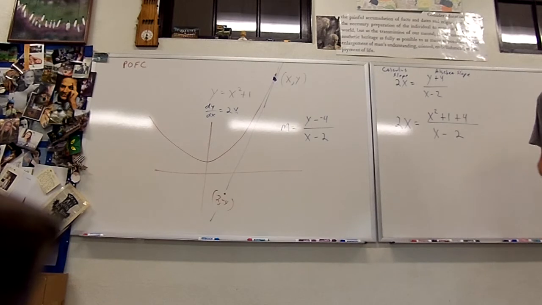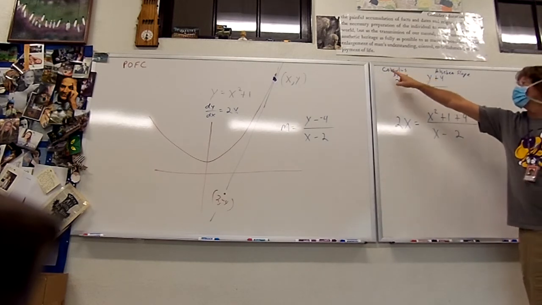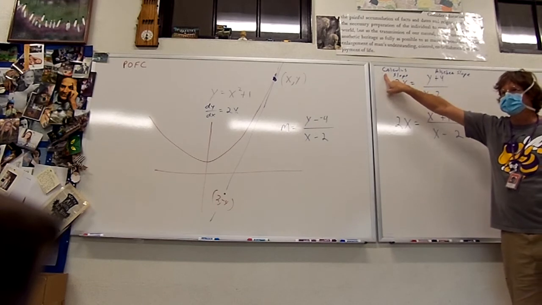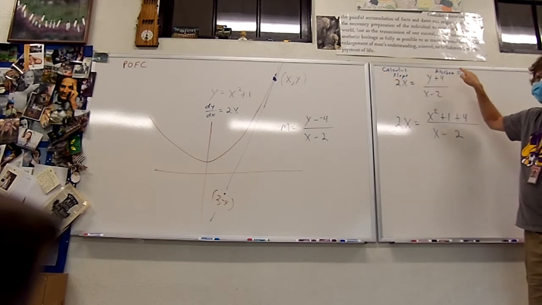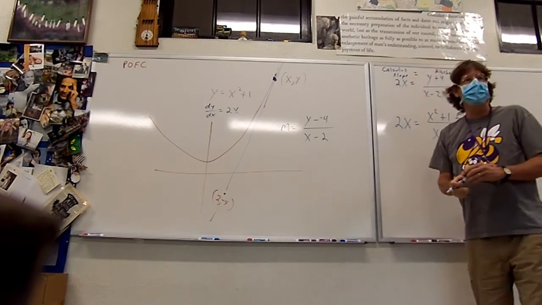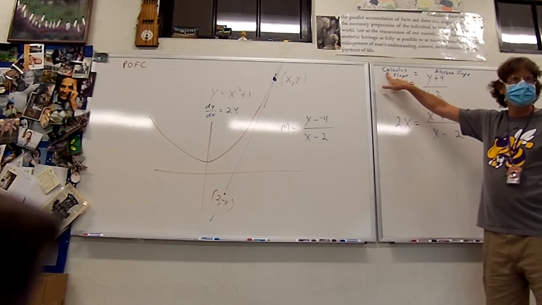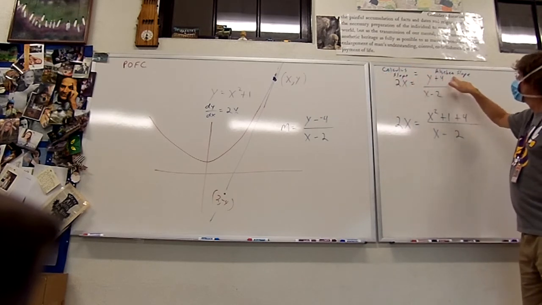Somebody else say it. You're going to set, Miss, tell me. Say the word. Algebra slope equals algebra slope. Back row, both of you at the same time. Calculus slope equals algebra slope.